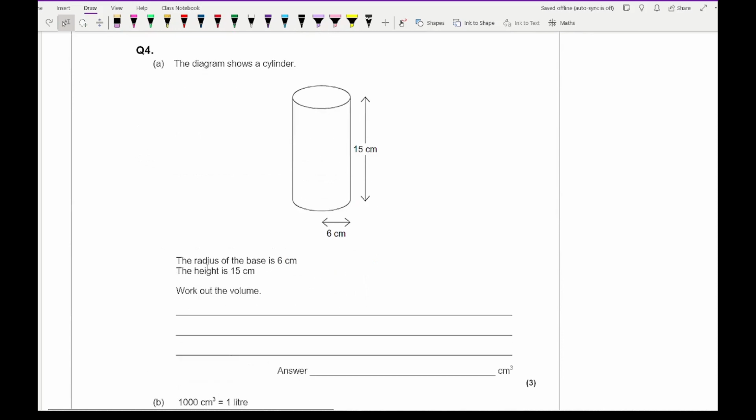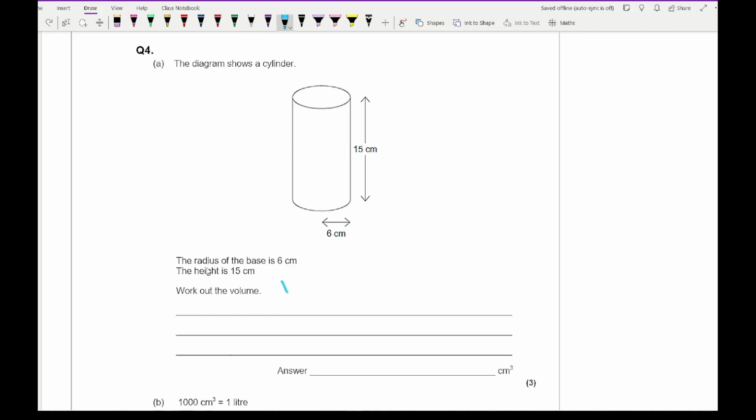Moving on to question 4. So again, it looks very, very similar to the previous question, so let's just quickly go through this. For question 4, it says the diagram shows a cylinder with a radius of 6 centimeters and a height of 15 centimeters. Work out the volume of this shape.